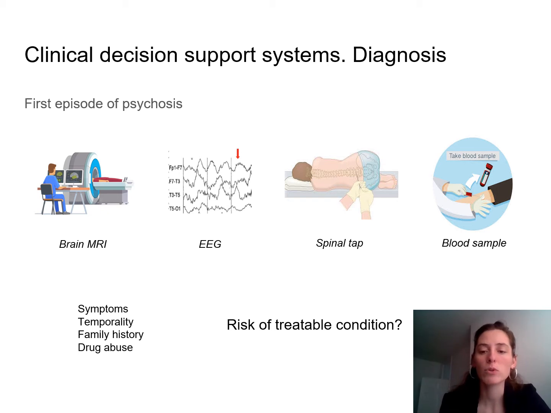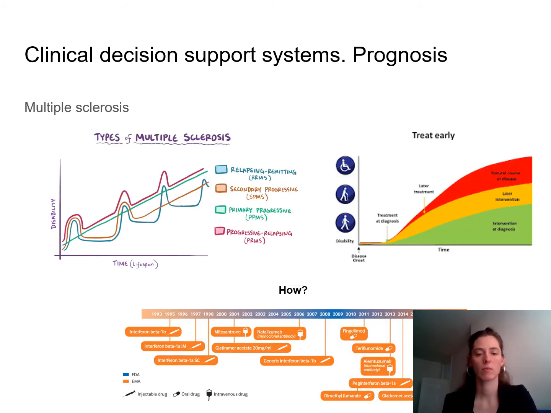So if you're able to extract the information from the clinical onset and use it with machine learning to give you a risk of a treatable condition in front of a particular patient, you can optimize your resources and diagnose, or not miss diagnosing, patients with treatable conditions.